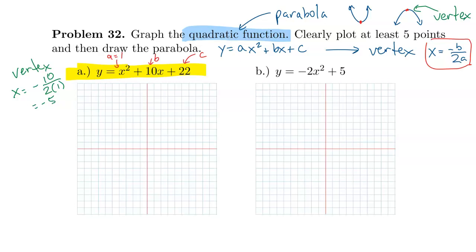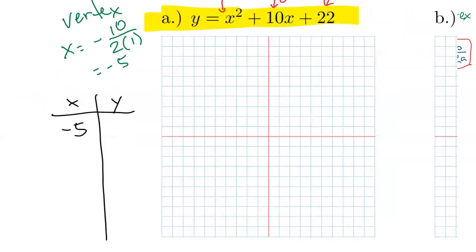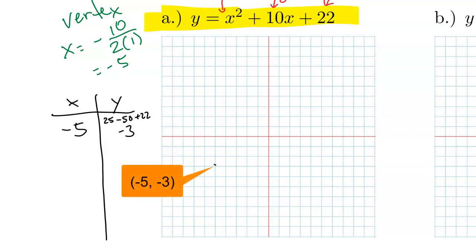So when I build my graph, a good strategy for graphing, in general, is to create a table of values, plug in some x values and find the y values. Because I know the vertex has an x-coordinate of negative 5, I want to make sure I plug in that value. If I do, I get negative 5 squared, which is positive 25, but then minus 50, 10 times negative 5, and plus 22, so we end up with negative 3 as our corresponding y value. So negative 5, negative 3 is our vertex.